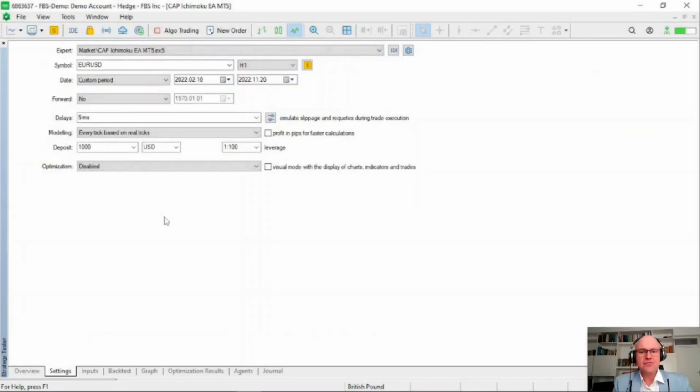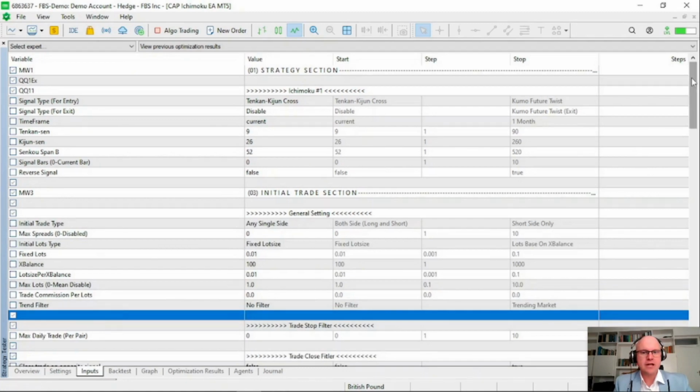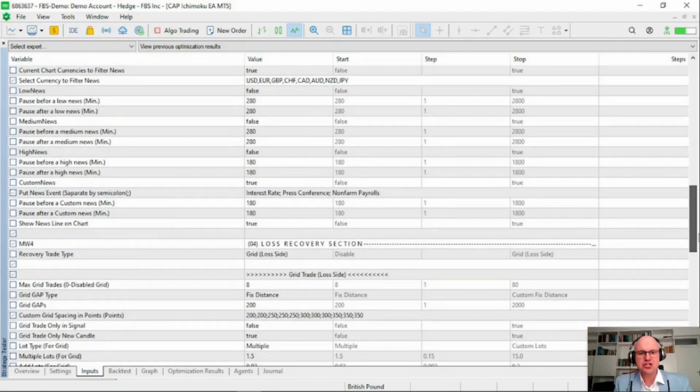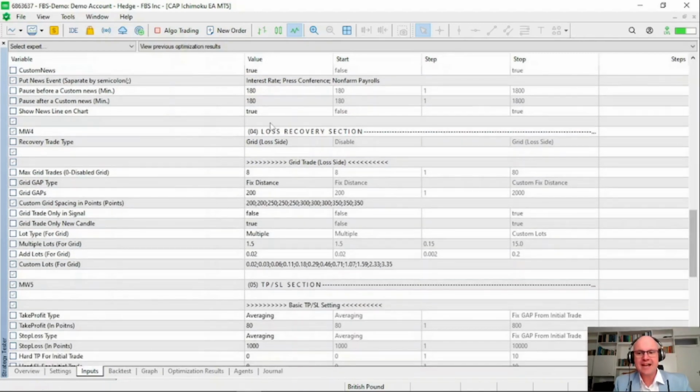356. The first thing that I would like to customize or optimize is take a look at the grid itself. Now, on default, the grid is set to 200 points between orders, meaning if the trade is going against you after 200 points or 20 pips, it is going to open another order. Now, the way that we are going to do this, we are going to select the fast genetic optimization and select the grid gap types.